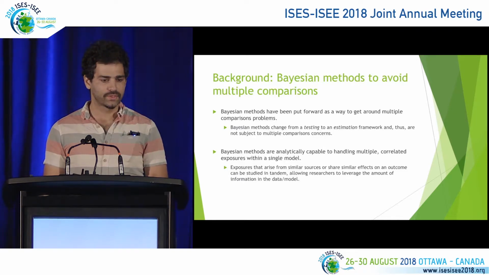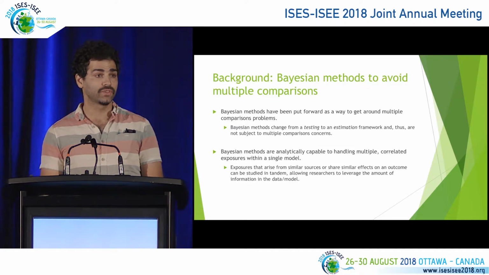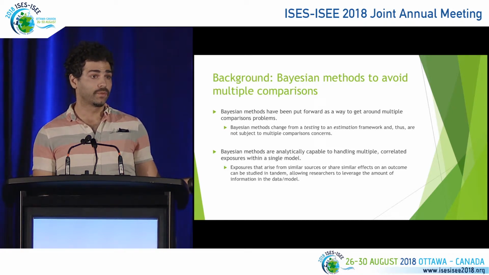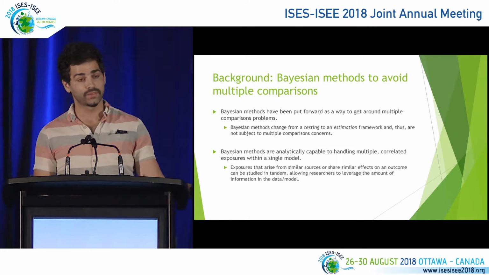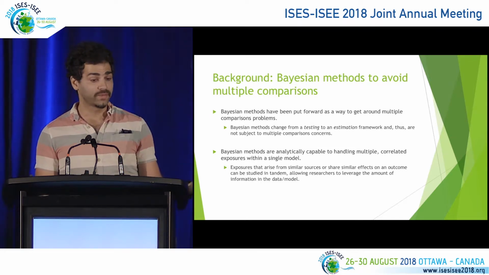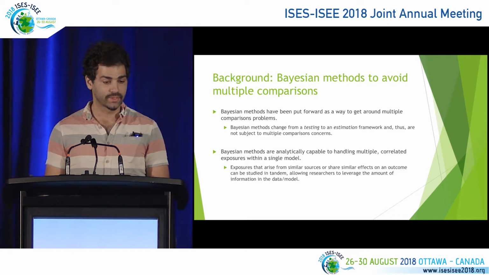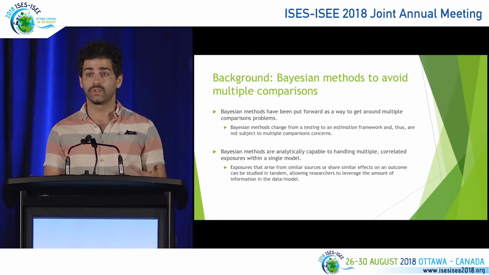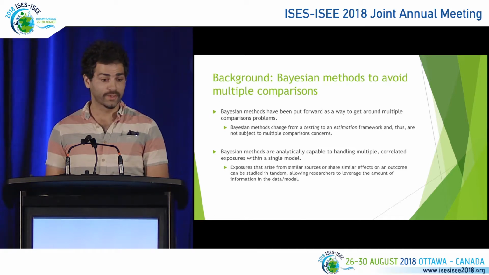One way around this is to use Bayesian methods. Now, when I say that Bayesian methods handle multiple comparisons, they actually just don't do any comparisons, so to speak. They completely reframe the way that we do work from being interested in testing to being interested in estimation. So it's a little bit of a cheat in getting around multiple comparisons. But analytically, the more interesting part of this is that they can handle multiple correlated data so that we can consider all these exposures that are highly correlated within a single regression framework with the use of priors.